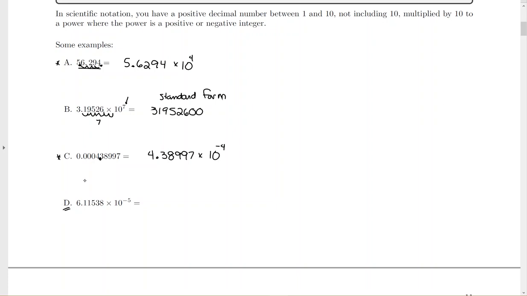Same for letter D. We're going to be writing it in standard form. It's already in scientific notation. So again, I've got to consider, the decimal is going to get moved to the left to make it a small decimal 5 places. So count over 1, 2, 3, 4, 5, and then fill in the gaps with zeros. So 0.1, 2, 3, 4, 5, and then continue on with all of the numbers stated in the problem. So 0.00006115338.